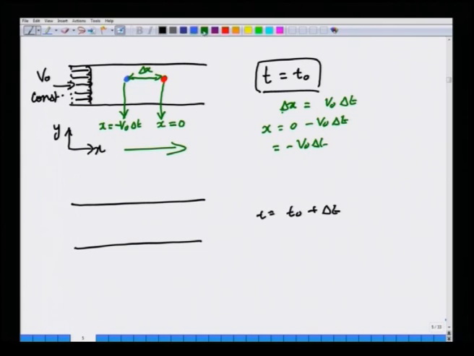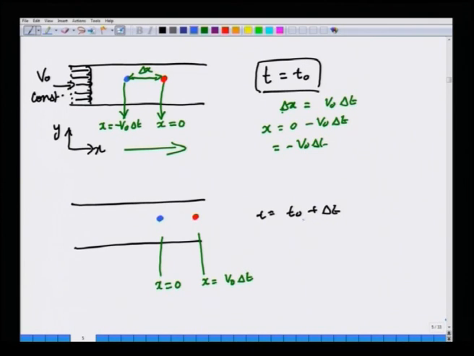Okay. Let us try to draw. This is x equal to 0. This is x equal to v0 delta t. Since the fluid is moving, these particles will move eventually. So, the red particle will move from 0 to v0 delta t, and the blue particle will move from minus v0 delta t to x equal to 0. This is the status at time t equal to t0 plus delta t.